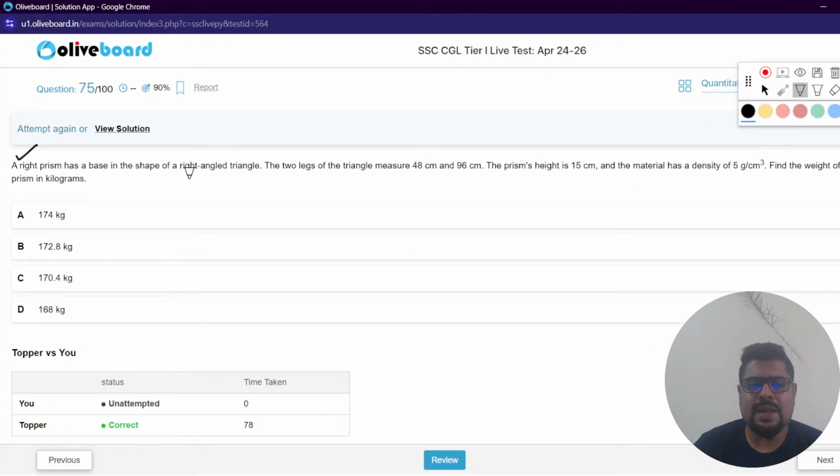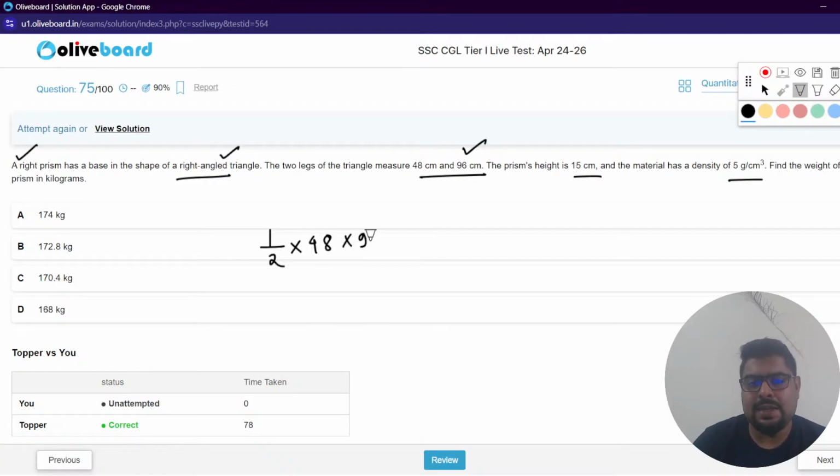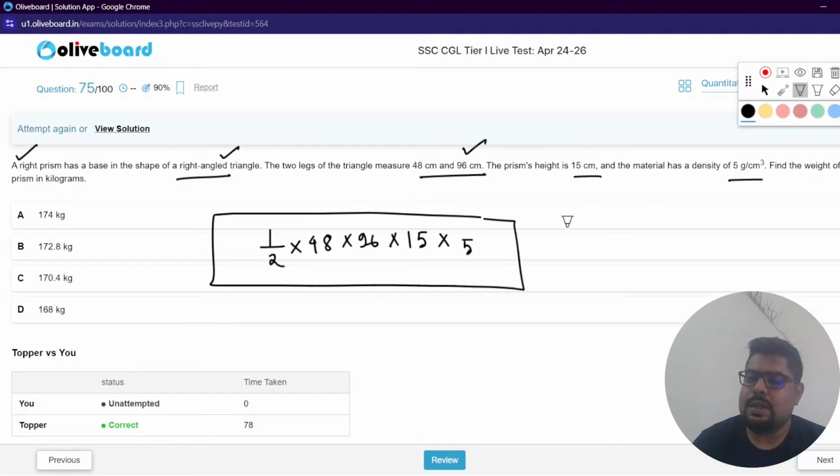Right prism has a shape of right angle, base is this right angle triangle. Two legs of the triangle measure this, okay? Prism's height is this, density is this. Wait, sir, area will be half into 48 into 96, area into height, and every centimeter cube is 5. They are asking this in kilograms.